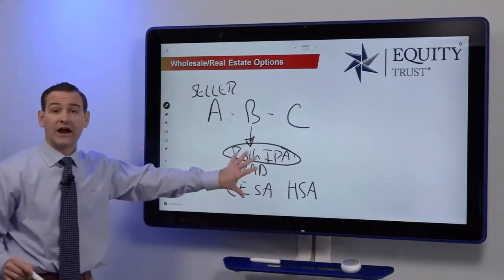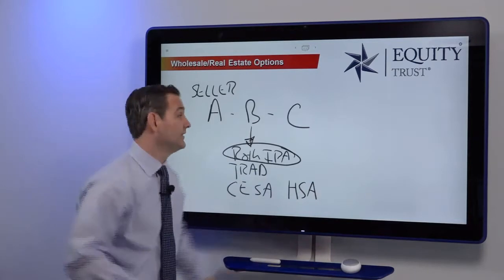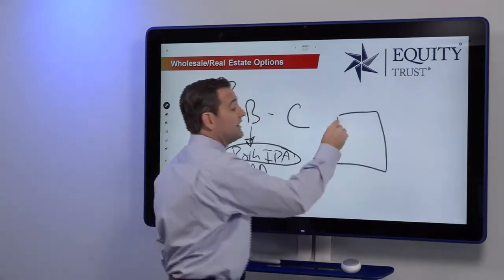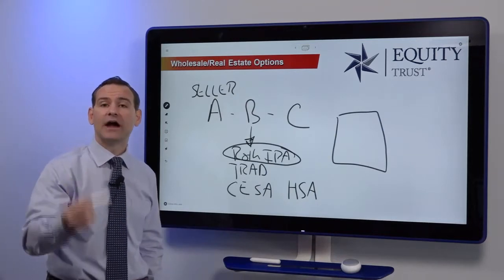So the retirement account is putting the property under contract. So you have a contract here, and the contract will be in the name of the Equity Trust IRA.